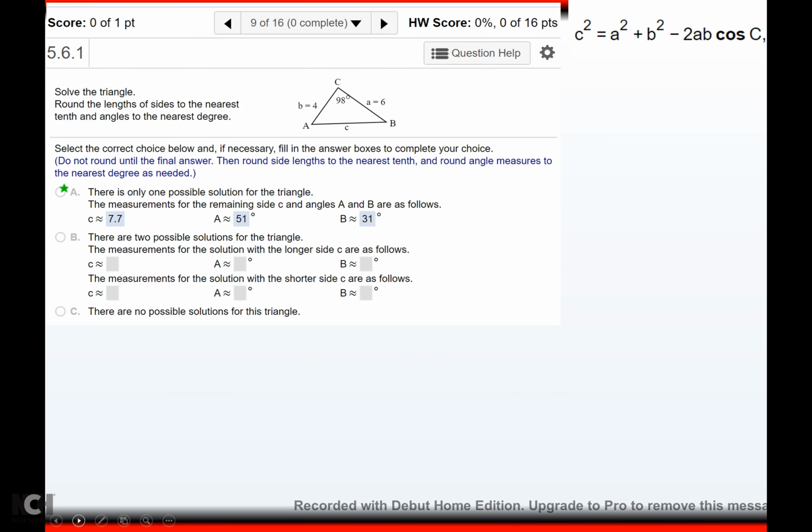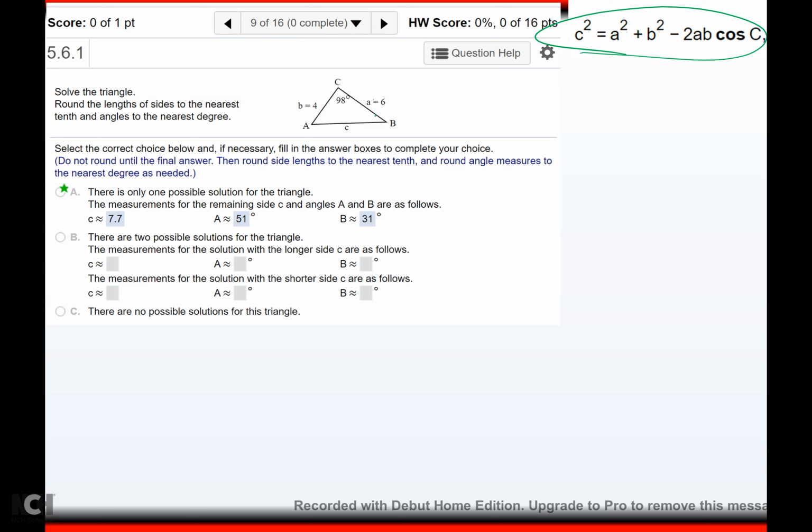Alright, it says solve the triangle, round the length of the sides to the nearest tenth and angles to the nearest degree. And you can see that I have side angle side. That's going to be law of cosines. Okay, so to figure out law of cosines, what do they want me to do? Solve the triangle? Alright, so I need the other two angles and I need the missing side.